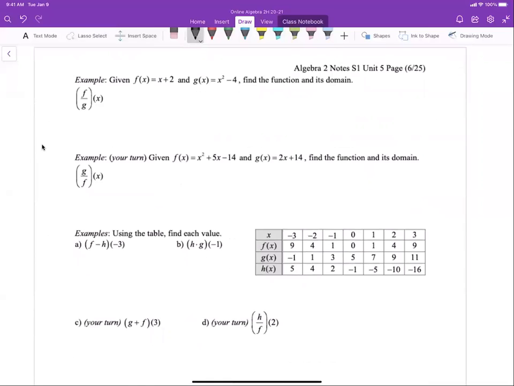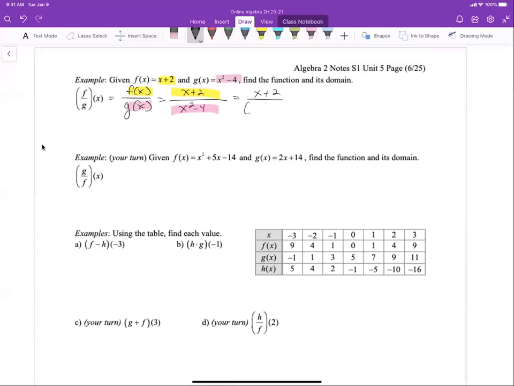Given that f of x is the binomial x plus 2, g of x is x squared minus 4, find the function and its domain. So now I have some division. I have some feeling we're going to have some domain restrictions. So this is the same as f of x divided by g of x. So what is f of x? F of x is x plus 2. And so we'll write x plus 2 in the numerator. G of x is x squared minus 4. We have to do some division.